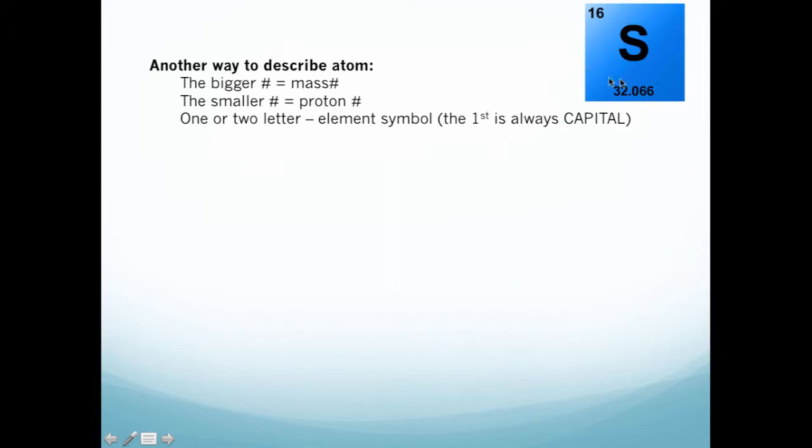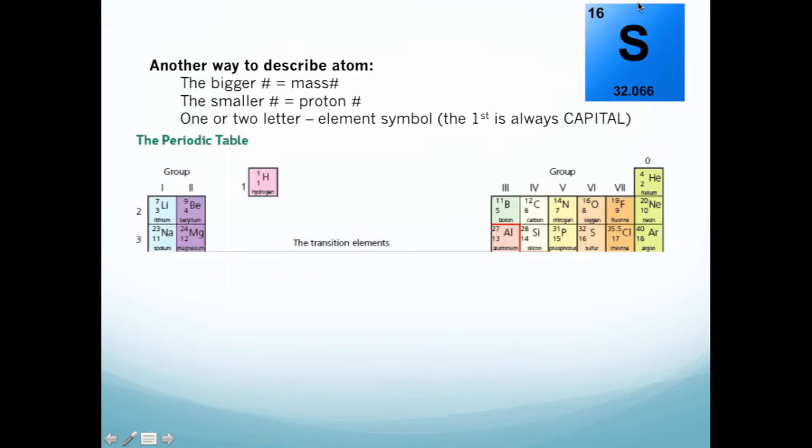We're also using 1 or 2 letters to represent the element. We also call it the element symbol. And the first letter is always a capital. So here, sulfur only has 1 letter, a capital S. And you can see in the periodic table, we have lithium, which is a capital L and small letter i, and the capital S, small letter i being another element.